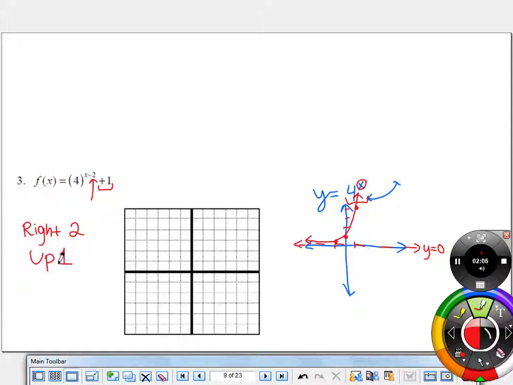So the only transformations we have in this graph are transformations that involve shifting 2 units right and 1 unit up. So I'm going to take the graph that I drew as my parent function, and I'm basically going to take each point and shift it 2 units right and 1 unit up in order to draw my new graph. Now remember, shifting left and right won't change our asymptote, but shifting up and down will. So our asymptote is also going to change when we shift up 1. So our asymptote will now be at y equals 1.